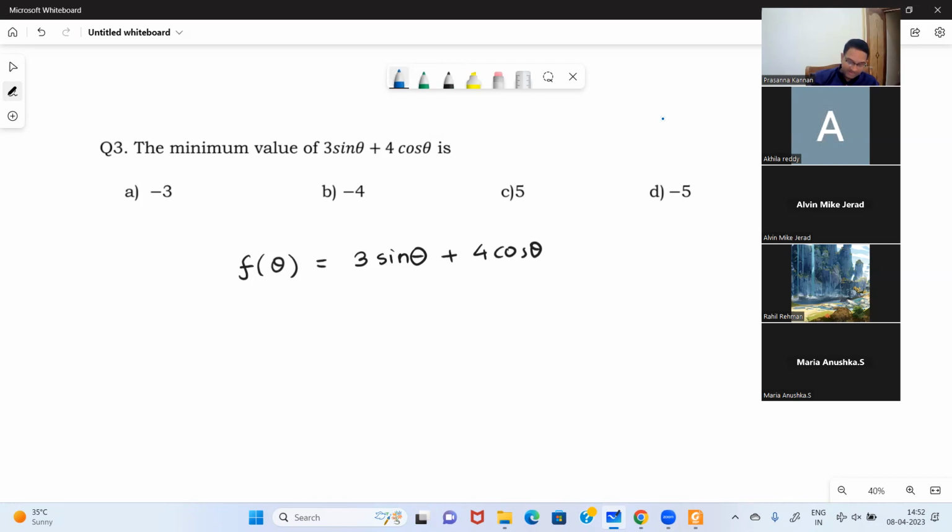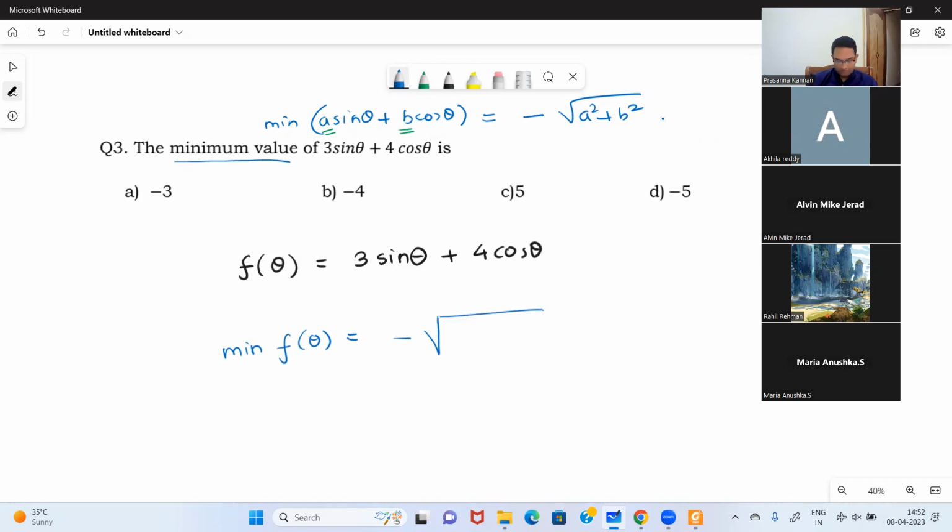But the technique for finding the minimum value of a function a sine theta plus b cos theta: the minimum value of that will be given by minus root of a square plus b square. That's all. So what is a? Coefficient of sine theta. What is b? Coefficient of cos theta. So what will be the minimum value? Can you guys tell me? So what is the minimum value of f of theta?